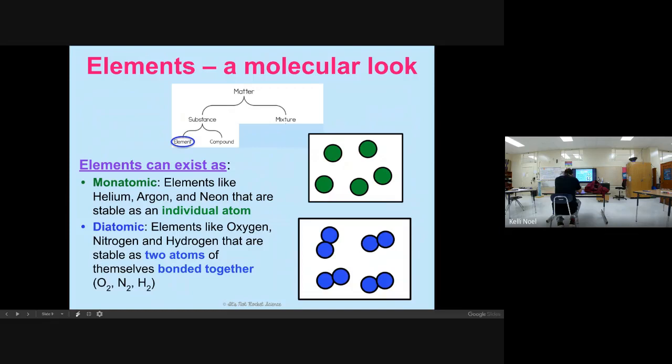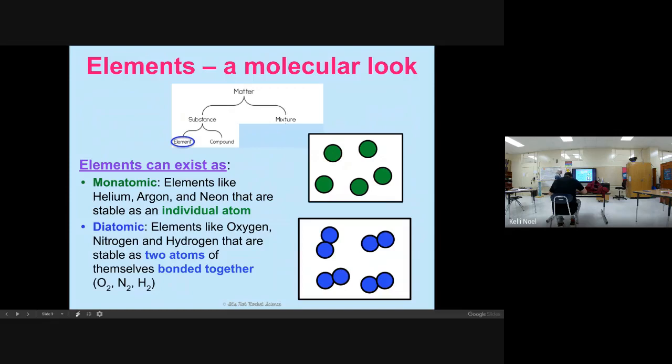An element can exist in one of two ways. It can exist by itself as an individual atom if it is stable. So if on the periodic table it's in this last column, it will exist by itself. That is like helium, argon, neon. These are called monatomic elements because it is one individual atom.